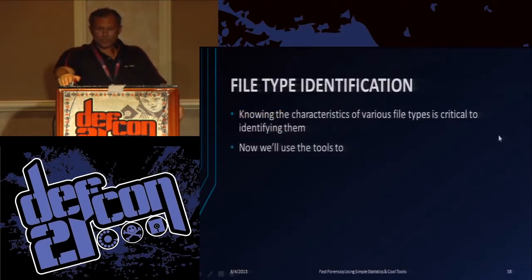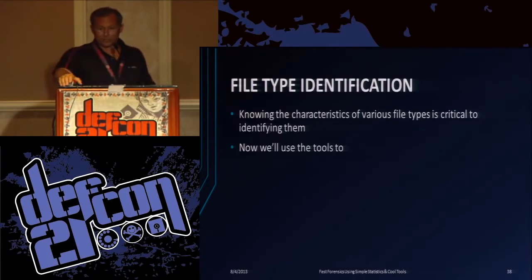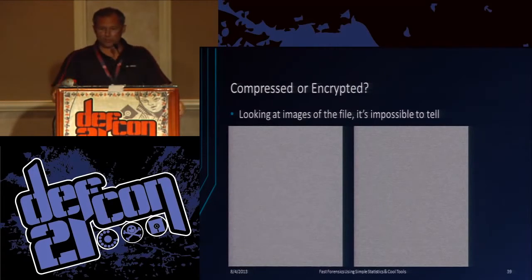All right, so file type identification. That's kind of the overview of some of the things you would be looking for when you use the tools. So here's this one. Can you tell compressed or encrypted just by looking at the picture of the file?